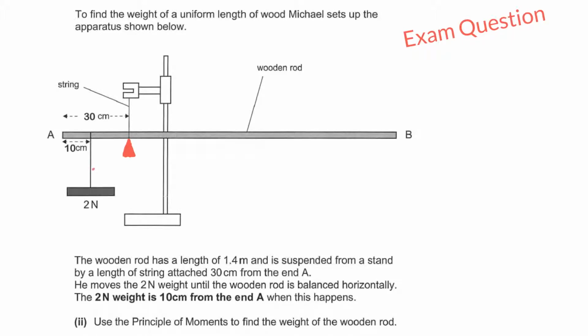Okay, so firstly, the 2 newtons, if it's 30 up in the top part there, this must be 20. Because if we've got 30 here, 10 here, there must be 20 here. So the 2 newtons is 20 from the pivot, but where's the weight of the wooden rod itself? Well, we're told that it's a uniform length of wood and it's 1.4 meters long. So the weight will act from the center of gravity, which will be in the middle. And the middle is going to be 70 centimeters from the end, which means this must be 40.